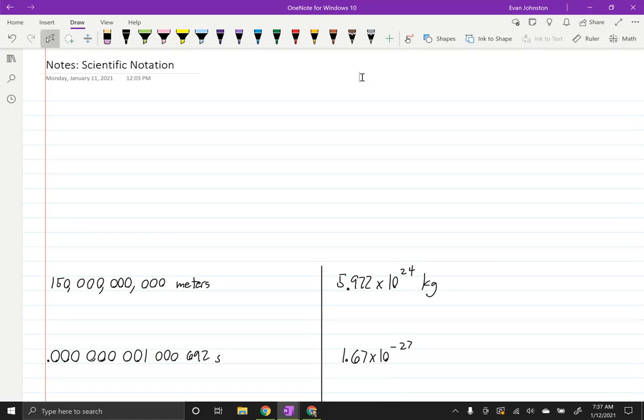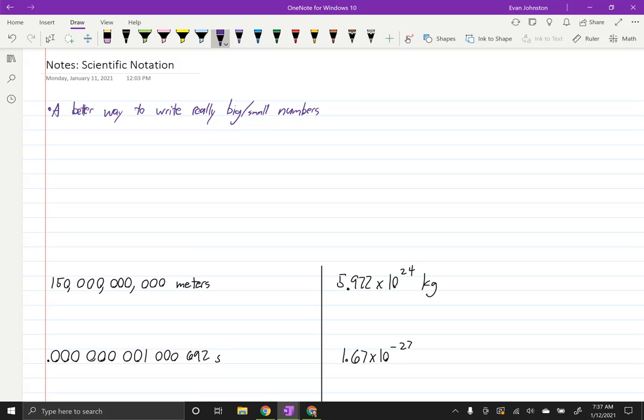Hi there. So in today's lesson, we're going to be looking at this thing called scientific notation. And really, all scientific notation is, is a better way to write really big or small numbers.